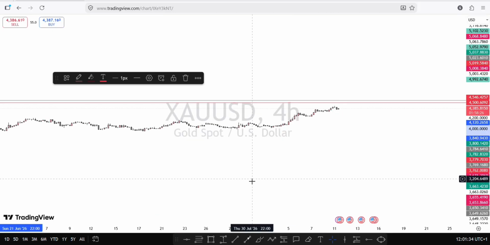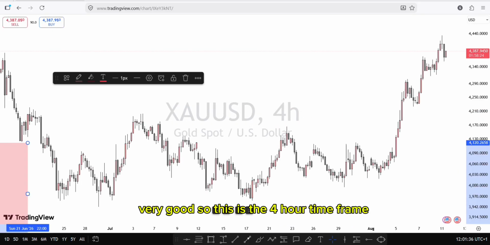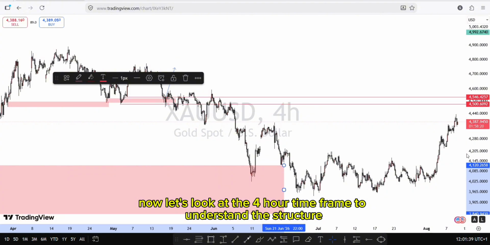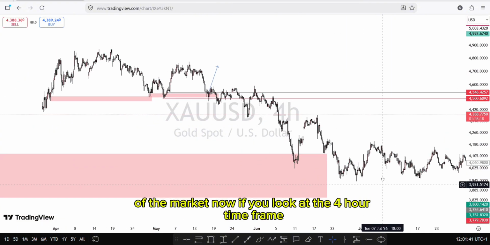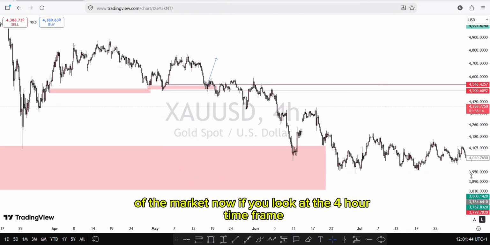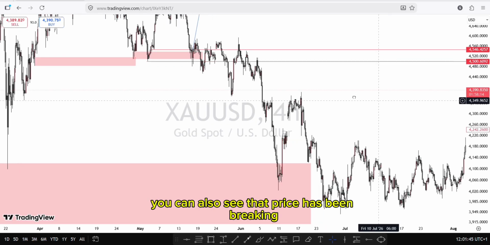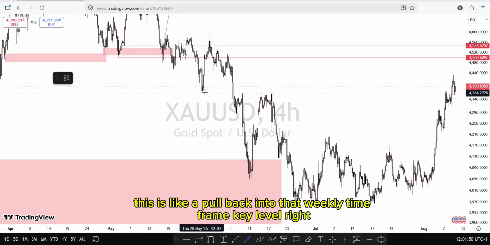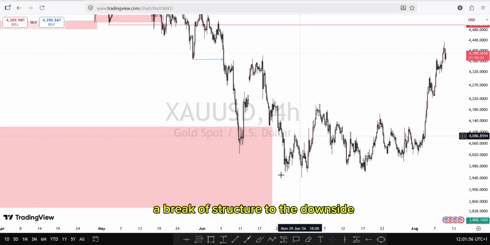H4, very good. So this is the 4-hour time frame. Now let's look at the 4-hour time frame to understand the structure of the market. Now if you look at the 4-hour time frame, you can also see that price has been breaking structure to the downside. This is like a pullback into that weekly time frame key level, right? A break of structure to the downside.